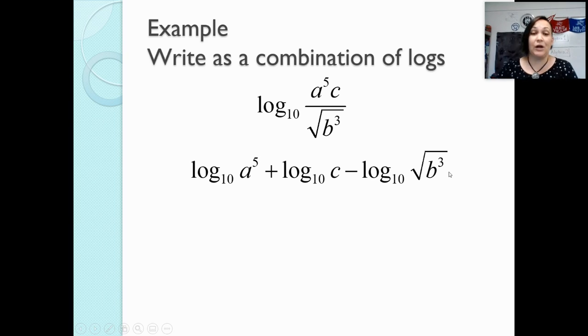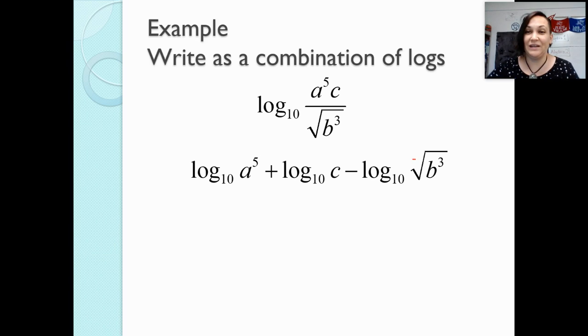Now this is taking care of our first two rules of logs. Multiplication turns into addition, division turns into subtraction. Now we need to use our third rule. To use our third rule, we need to have everything in exponential form. So I will need to change that b from radical form to exponential form.